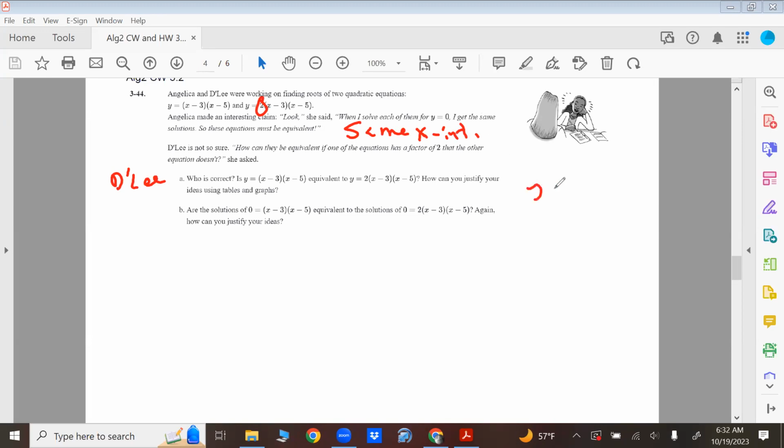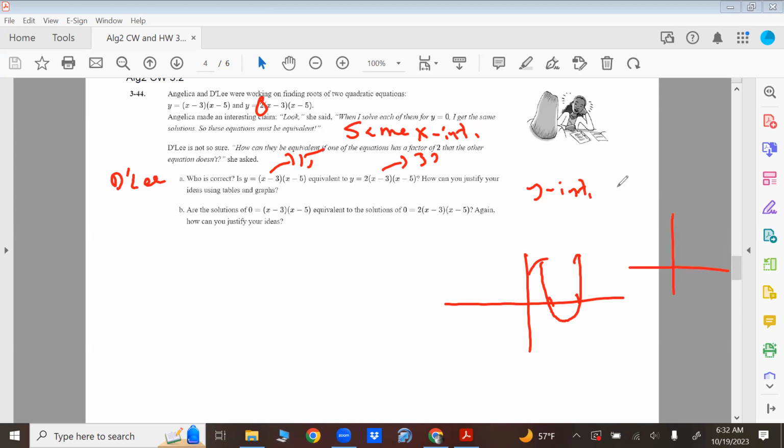For example, what if you find the y-intercept, right? For the first equation, the y-intercept is going to be 15. For this one, that's going to be 30. So that right there proves they're different. Also, if you graph them, they both do this, right? But one's going to cross the y-axis at 30, where the other one crosses the y-axis at 15.